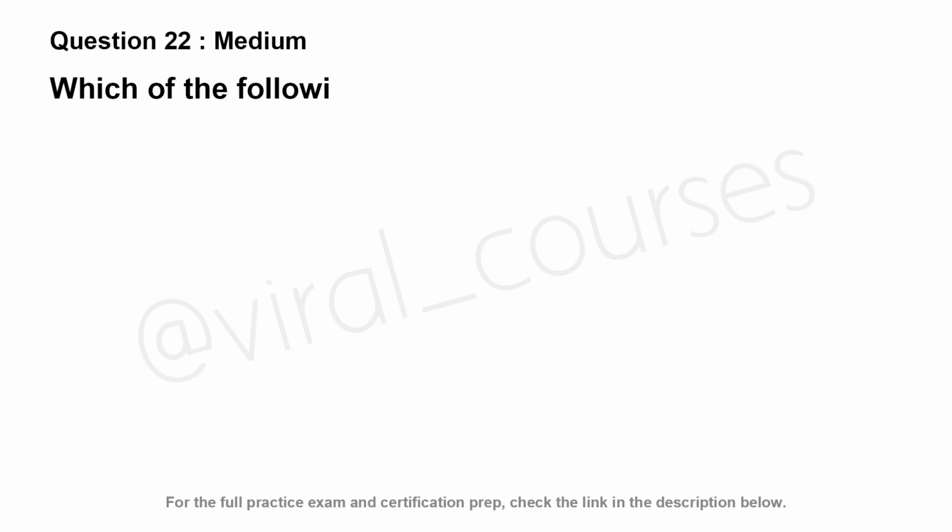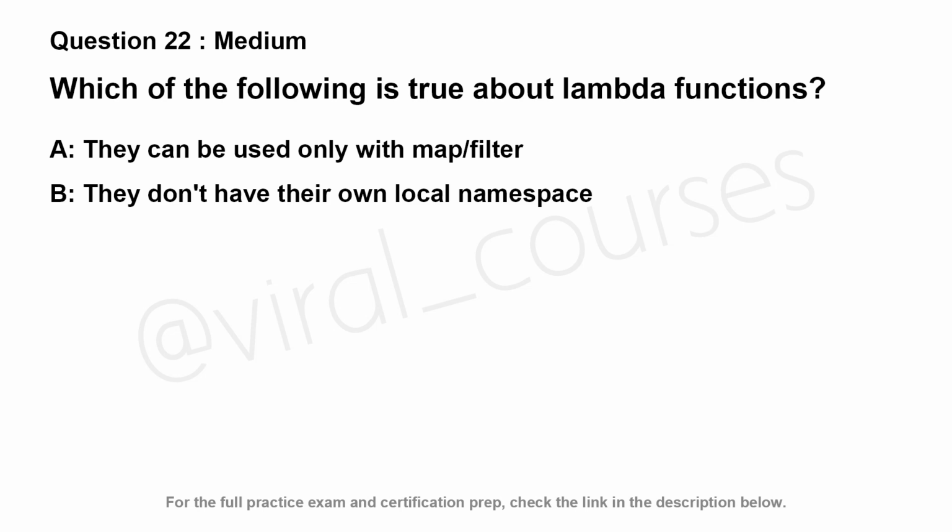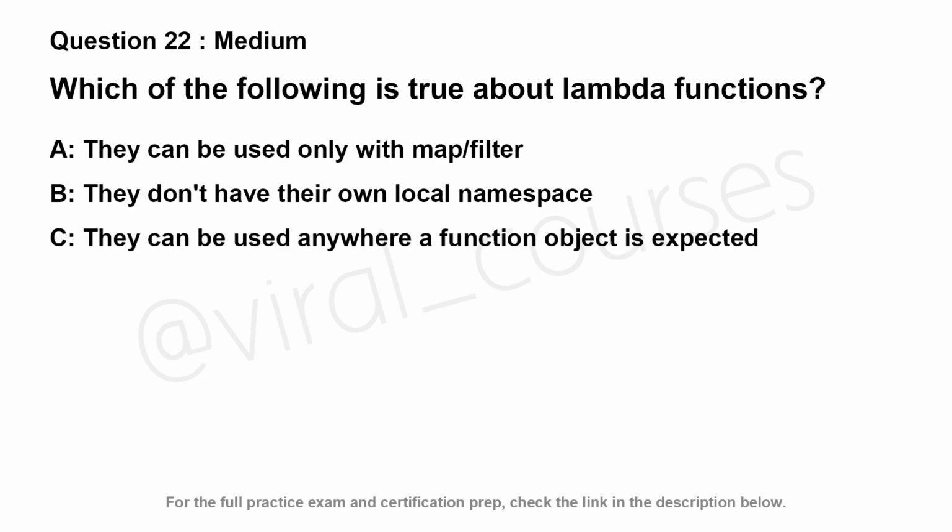Which of the following is true about lambda functions? Option A. They can be used only with map and filter. Option B. They don't have their own local namespace. Option C. They can be used anywhere a function object is expected. Option D. They can't be assigned to variables.